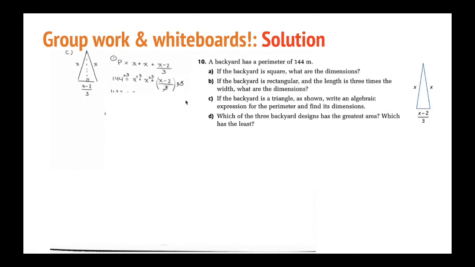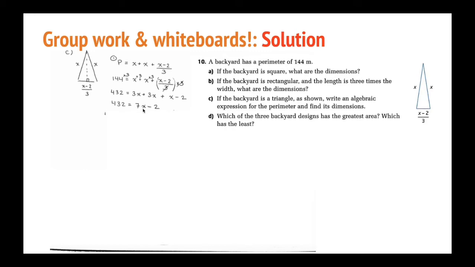So that's what I get. And I notice that these will cancel out, which is why we did it. And so we get 432 equals 3x plus x minus 2. The like terms are going to add up, and you get 432 equals 7x minus 2. I want to get x by itself by using BEDMAS backwards. So you've seen this a lot by solving the equations.